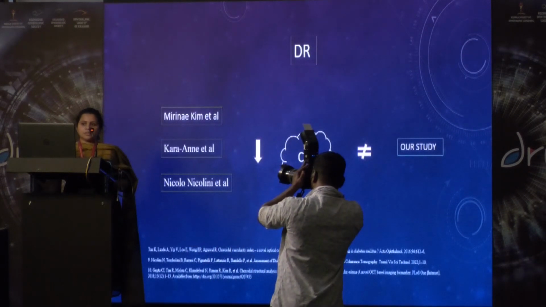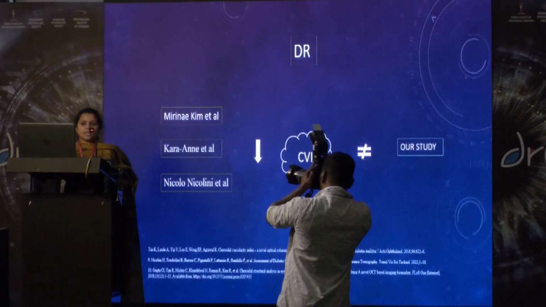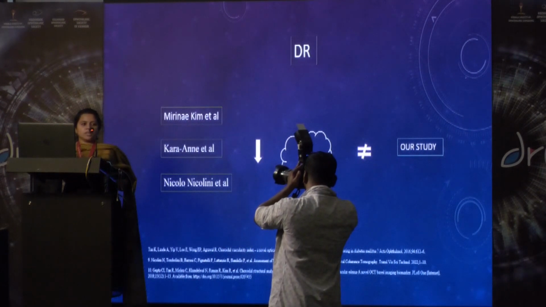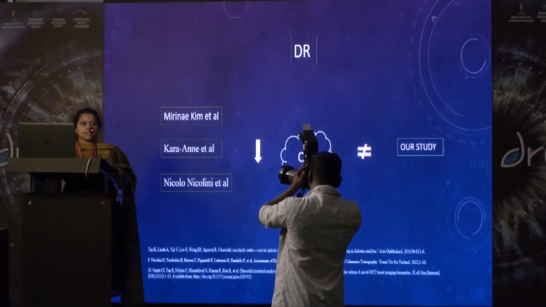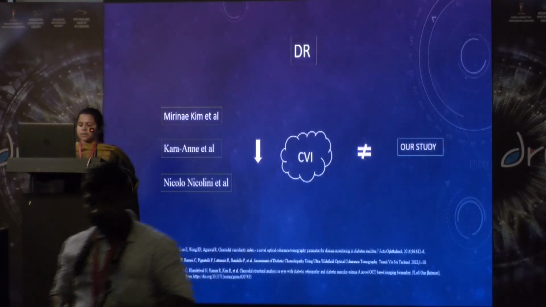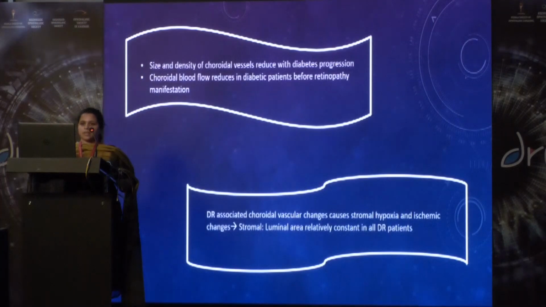On studying the different grades of diabetic retinopathy, Mirani Kim et al., Kara et al., and Nicolini et al. found that the CVI decreases with the progression of diabetic retinopathy, but no such association was found by us. All these authors propose that the size and density of the choroidal vessels and the choroidal blood flow decrease with the development and progression of diabetic retinopathy, but no such association was found by us.